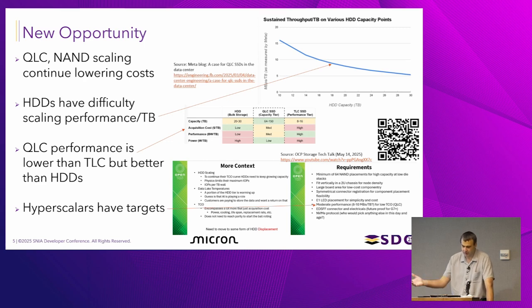In that same blog, the quote was, QLC Flash occupies a unique space in the performance spectrum between HDDs and SSDs for servicing workloads that still depend upon performance at 10 megabytes per second per terabyte, where we had 16 to 20 terabyte HDDs. You couple that with the slides from the OCP Storage Tech Talk that showed a similar number, and you start seeing there's a new opportunity here built around bandwidth per terabyte.